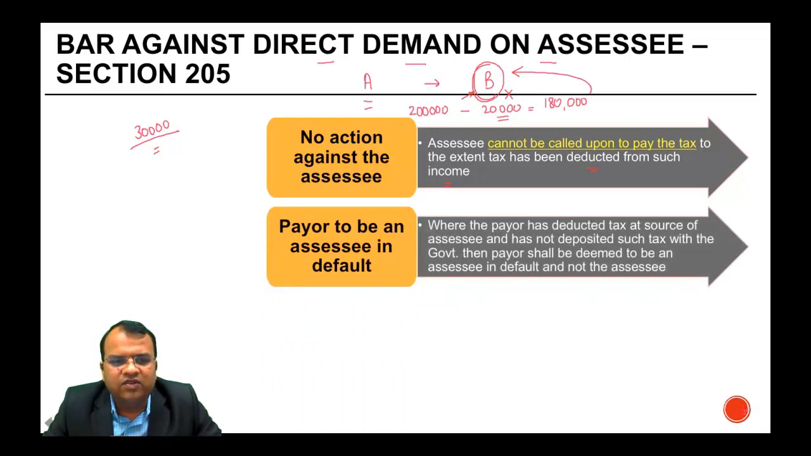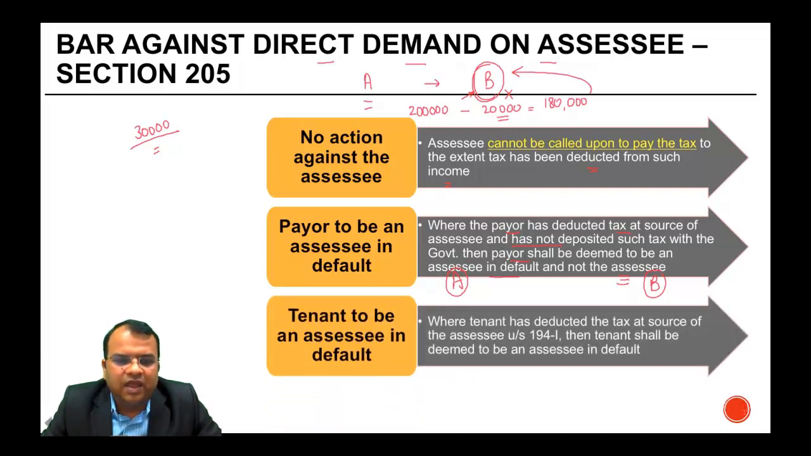The payer will be treated as an assessee in default. This is what we have already discussed, that where the payer has deducted TDS and has not deposited such tax with the government, then the payer shall be treated as an assessee in default and not the assessee. B will not be treated as an assessee in default. The payer, which is A, will be treated as an assessee in default. And in cases where the tenant deducts the TDS from the rental payment, where tenant has deducted TDS under section 194I and he does not deposit it with the government, then the tenant shall be treated as an assessee in default and not the landlord.